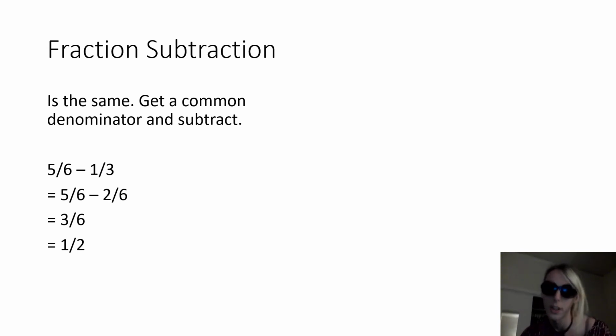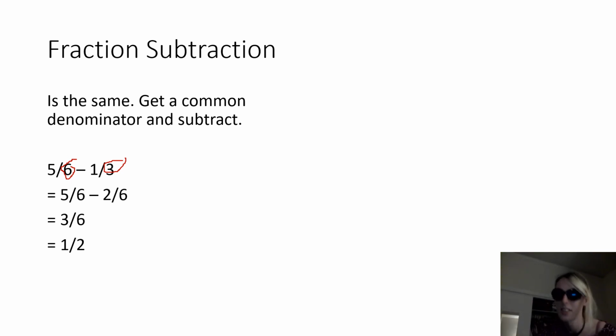And fraction subtraction, exact same deal. Get a common denominator and then subtract. 5/6 minus 1/3, what is that? Well, you can get a common denominator of 6 because 6 is a common multiple of the denominators 6 and 3. And now what's 5/6 minus 2/6? It's 3/6, right? Because I have 5/6, I take away 2/6.